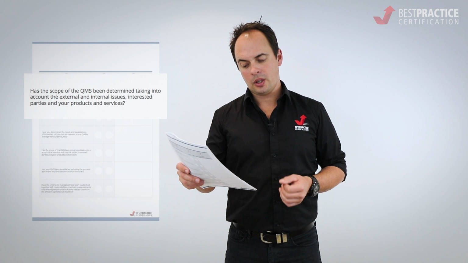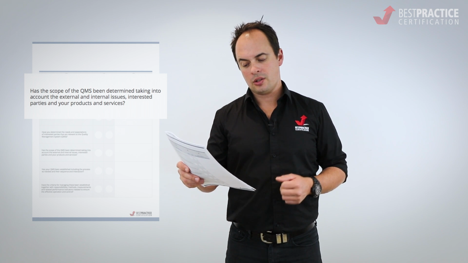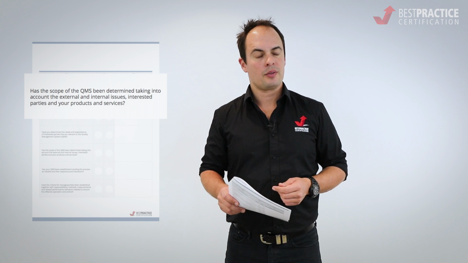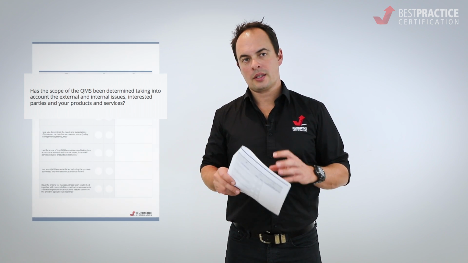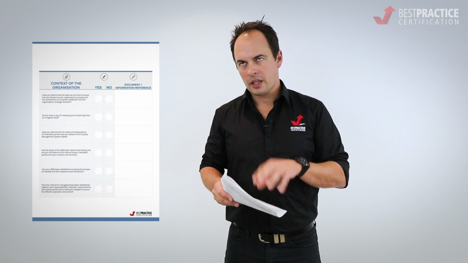Has the scope of the quality management system been determined, taking into account internal and external issues, interested parties and products and services? So it is important to understand what is the scope. Now, a lot of people do get caught up and struggle with this particular requirement, but let's just talk about your business plan.